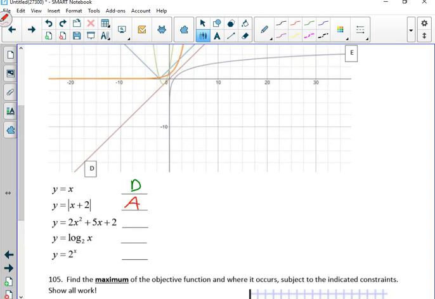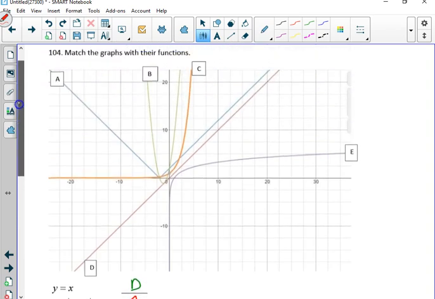2x squared plus 5x plus 2. You should at this point know from all the ones we've done today and previously that that's a parabola. So that's this one right here. That's going to be B.